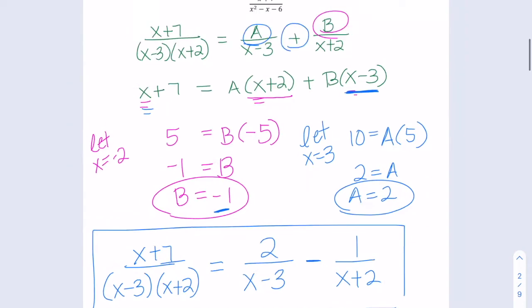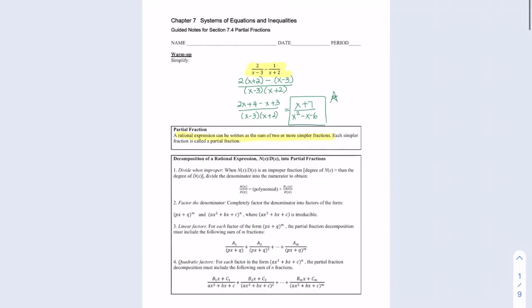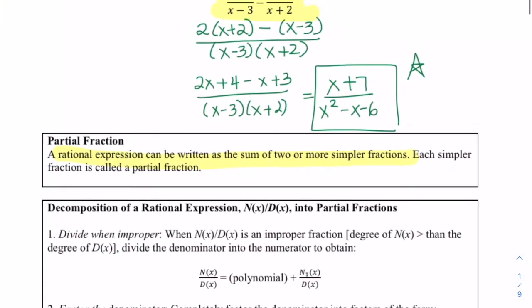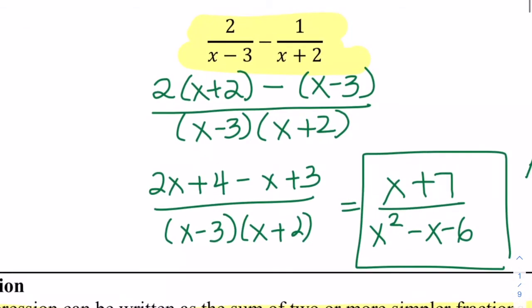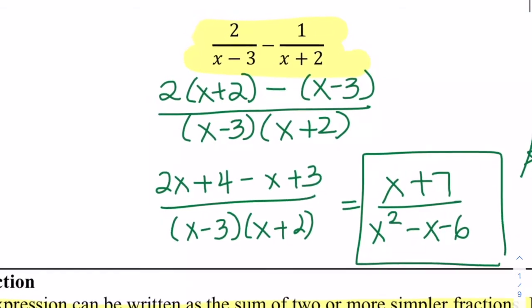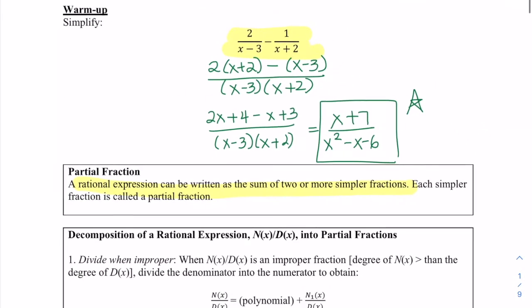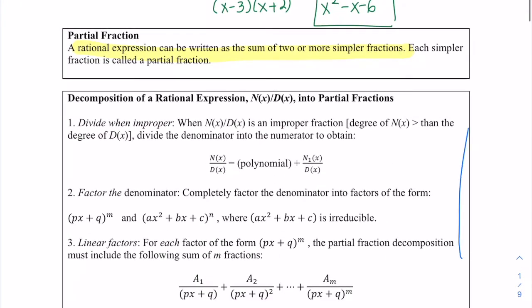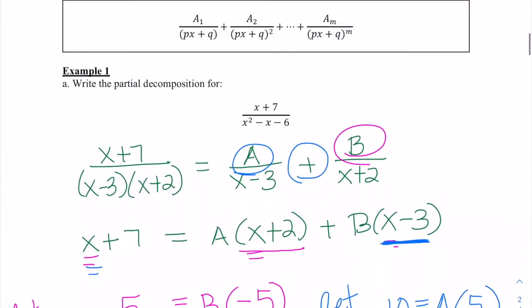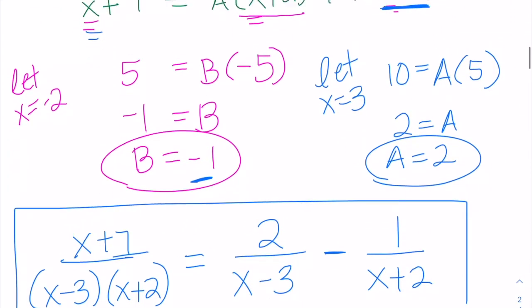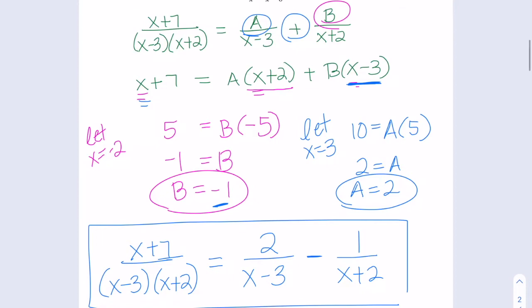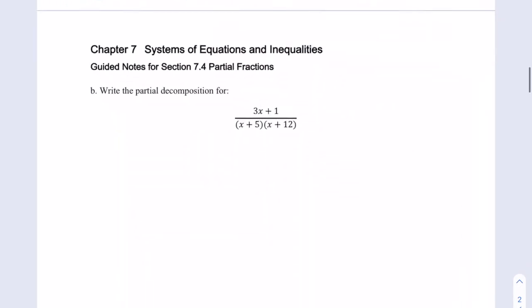All right, so reflecting back on what we did for the warm-up, you can see that's what we had for the warm-up. So we just went back and forth, starting with the simpler fractions, finding the rational expression, and now we have the rational expression, and we're using partial fraction decomposition to write the simpler fractions. Okay, let's look at the next example.